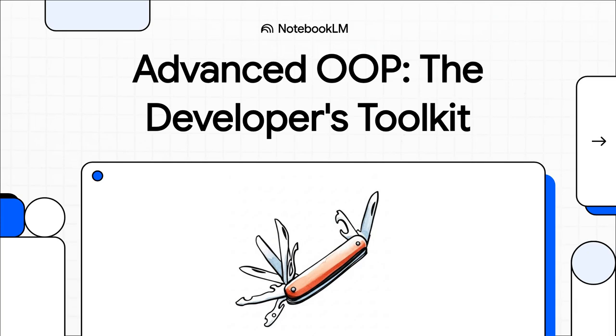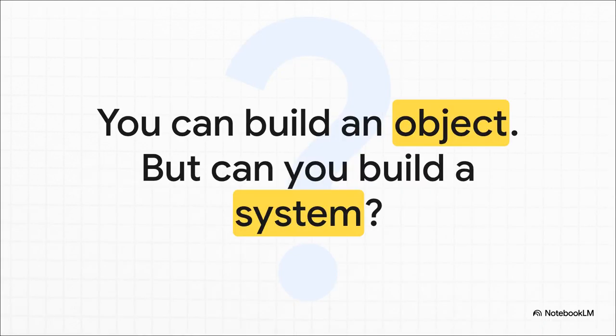All right, welcome. Today, we're moving past just building objects and into the world of designing really powerful, elegant software systems. We're going to do that by unlocking a developer's toolkit with three core ideas: inheritance, polymorphism, and abstraction. Let's dive in.